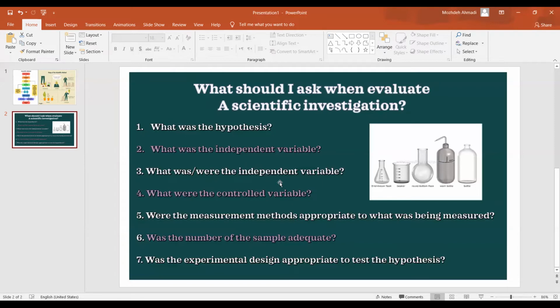Okay, and the third question, what was or were the independent variables? We can have more than one independent variable, but pay attention that we cannot have more than one, because it is difficult to determine the influence of each independent variable. When we want to draw the conclusion, you should pay attention that the result that came from the experiment is from which independent variable. If you have more than one independent variable, you will be confused, right?